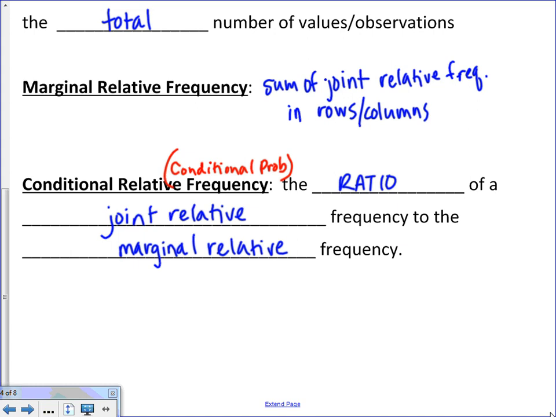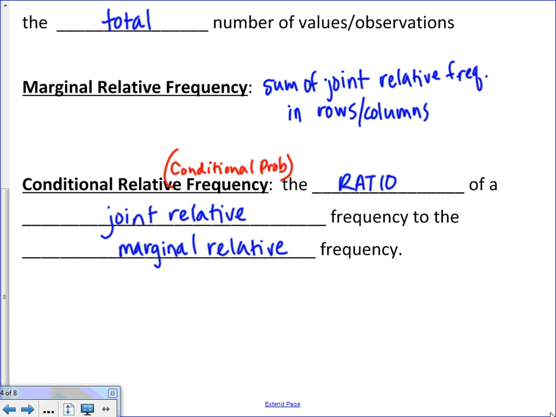Definitely take the time to reread this and then also think about what that looks like in the tables, and we'll talk about them as we work through some of the examples on the back side. But the book will use these terms like joint relative, marginal relative, so you need to know what it's talking about when it says those things. So let's look at some examples.